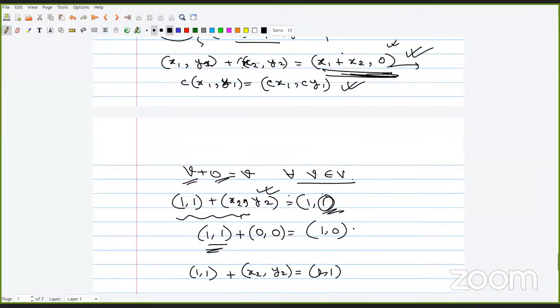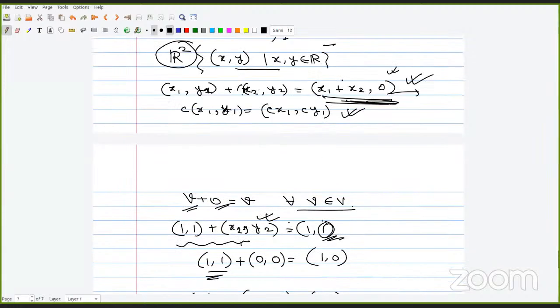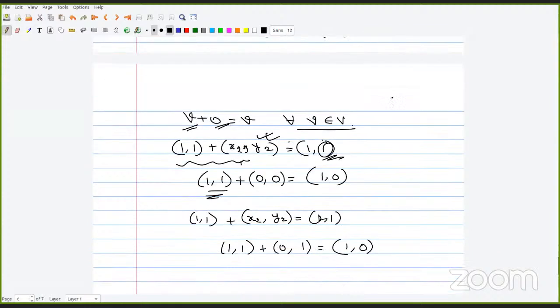If I write 0, 1, then what happens? 1, 1 plus 0, 1 gives 1, 0. Then again 1, 0. No, right? Addition cannot give 1, 1 back, because the second coordinate is always 0, whatever you have put in that place. So I can never get back the same vector.